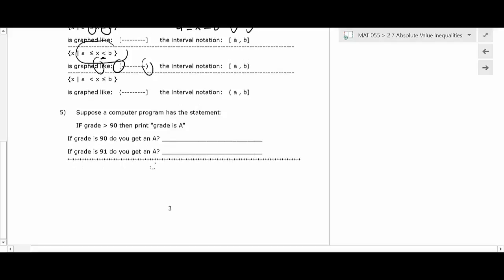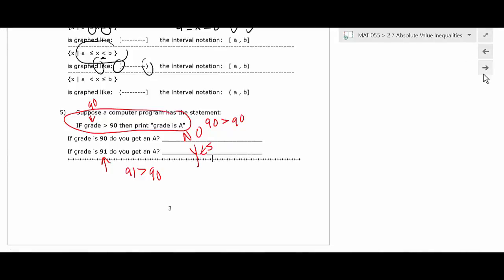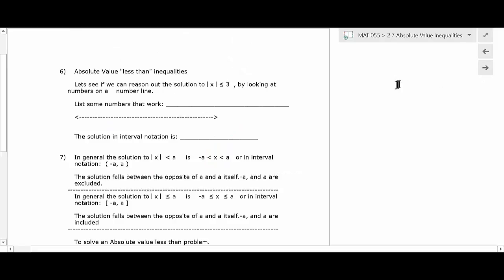I've already done this, so I don't know why I put this on here again, but the idea would be grade greater than 90. Would you get an A according to that statement? If the grade's 90, that would be false, right? So did you get an A? No. How about if it was 91? Yes. Okay, like that. The reason I'm doing it is I want you to know at least some place where inequalities are useful. That's a big, big place.